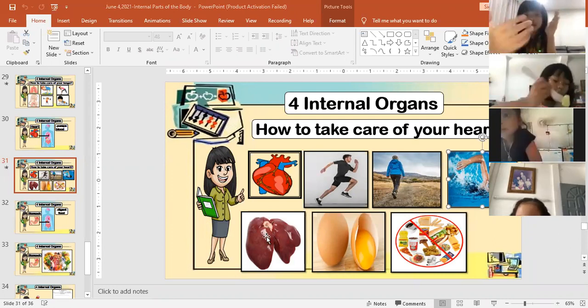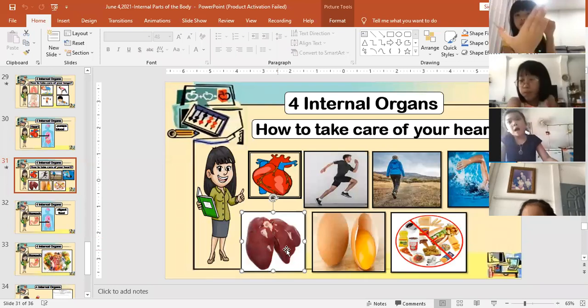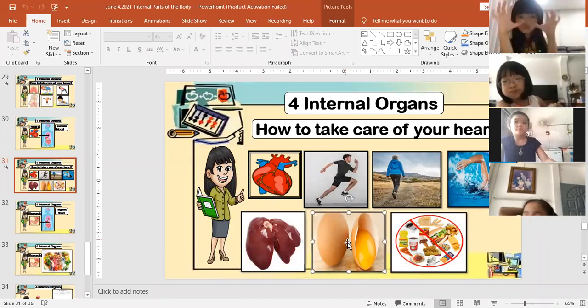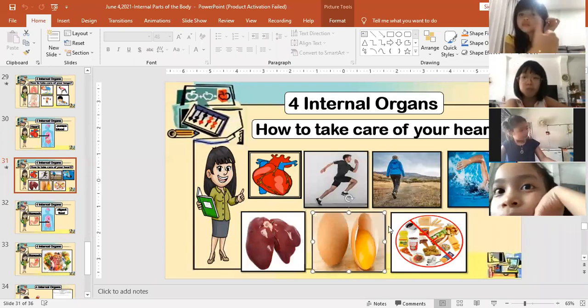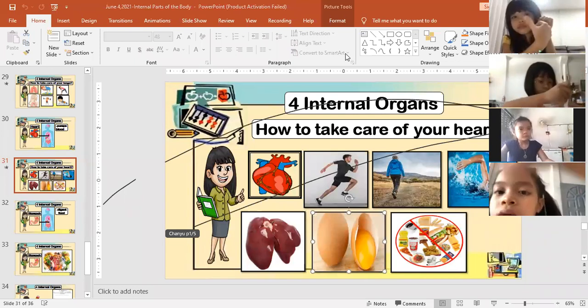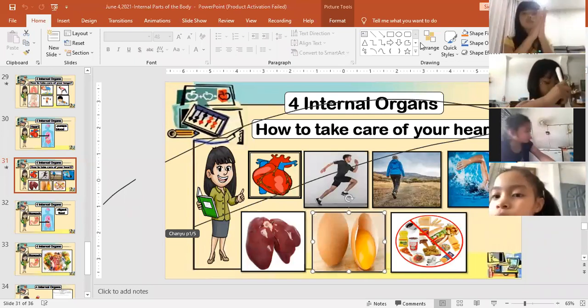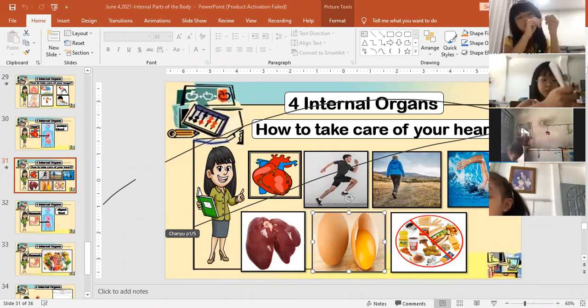You eat liver. This is the liver of chicken. And how about this one? This is egg. Do you eat eggs? Yes. It is nutritious. It gives you energy. How about the last one? Do not eat junk foods.